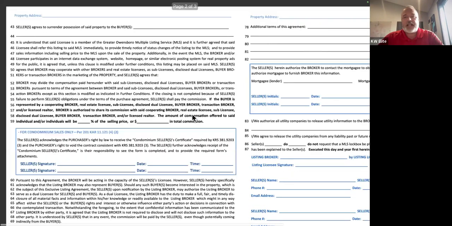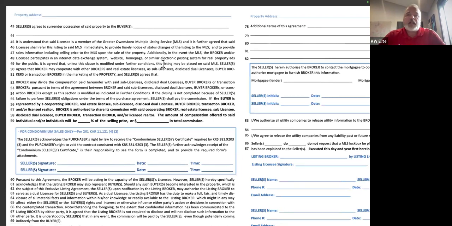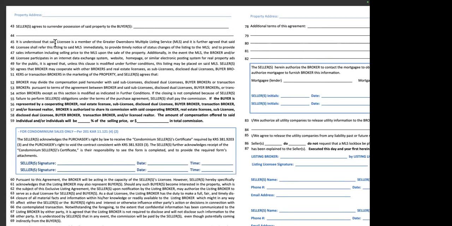And then, of course, everybody signs, dates and times at the bottom. Page 2, which is over here on this left-hand side. I don't know why mine's showing 2 pages. Hey, Matt. Page 2 is, oh, Jamie, do you have a question?